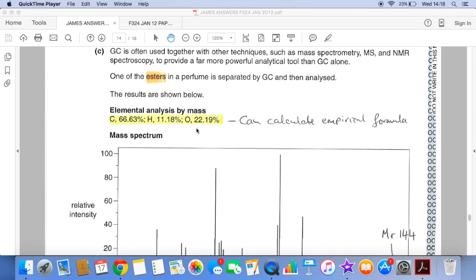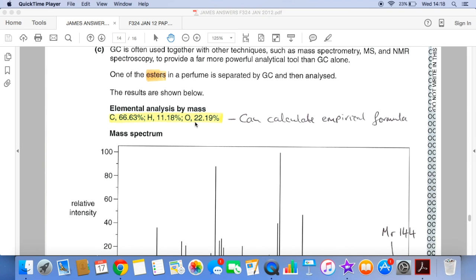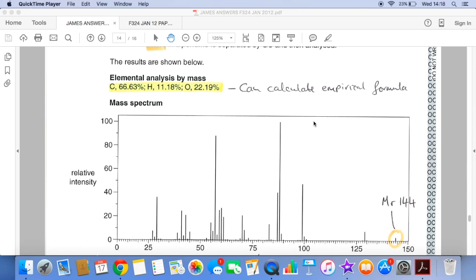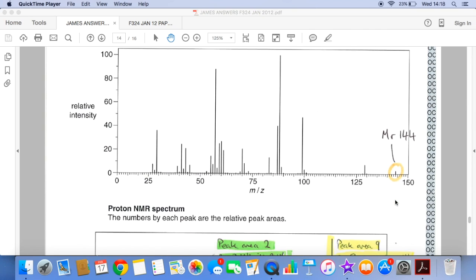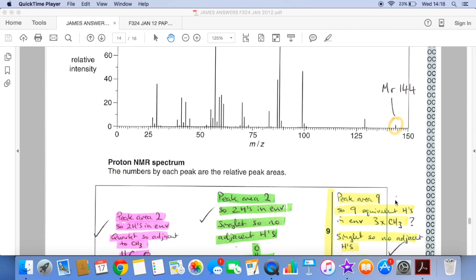So you can see I've written here, with this information here, we can calculate the empirical formula. So these are just little things you should be thinking as you're reading through the question. The mass spectrum, see I've just circled the peak furthest to the right. This is the molecular ion peak, and that tells us the Mr is 144. And I would write that on the spectrum as you're just processing the information, because the examiner can mark it.